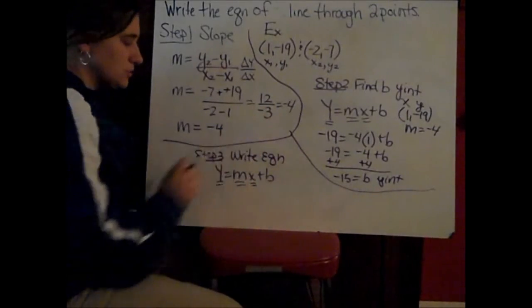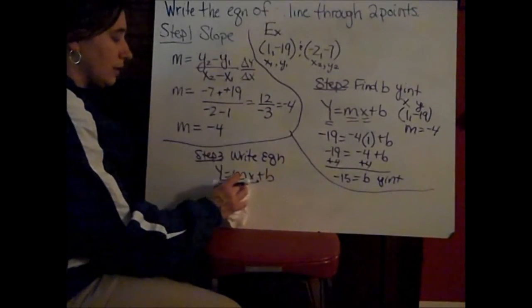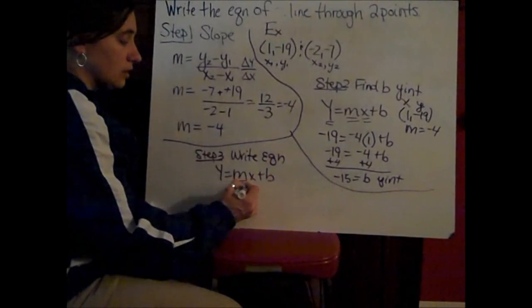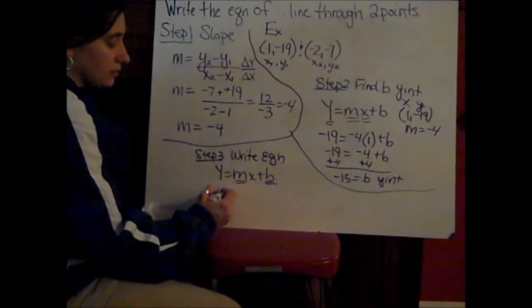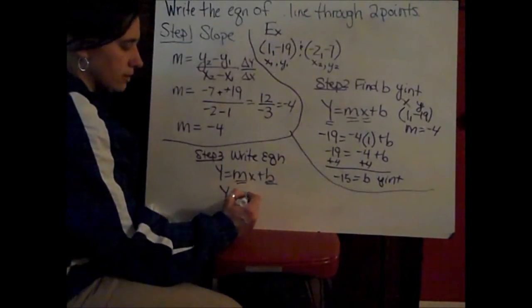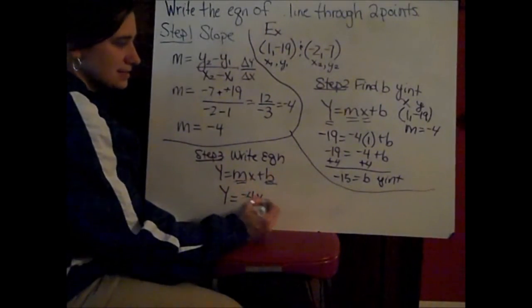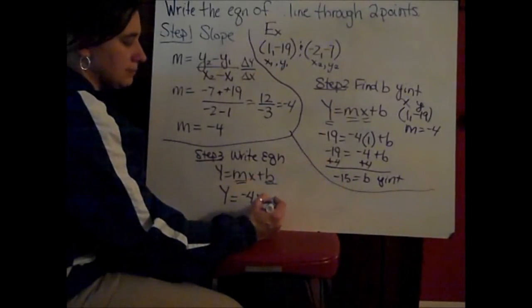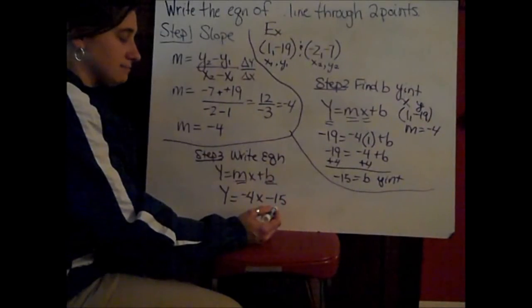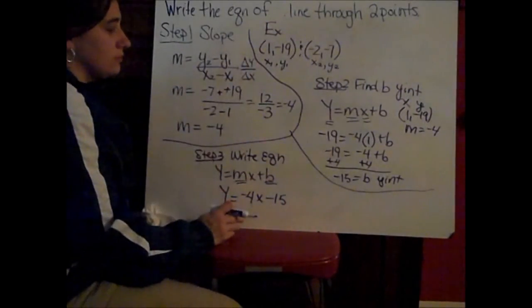Now, that was step 2. This time we aren't going to replace our x and y. This time we're just going to replace our m and our b. Now, so we'll have y equals, well, m was -4, x, and then our b is -15. So we have -4x minus 15. And those 3 steps will give you your equation.